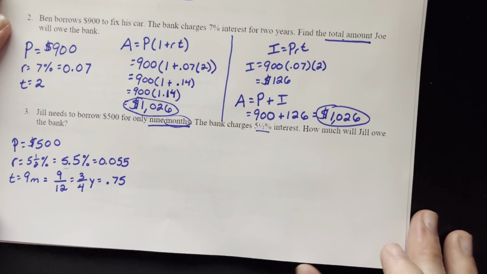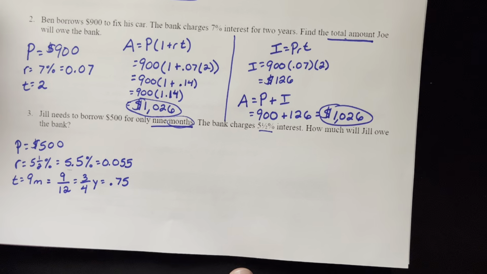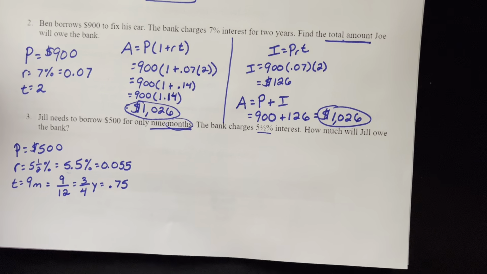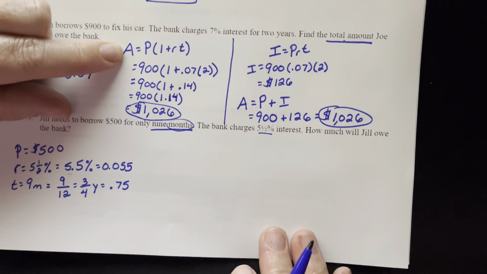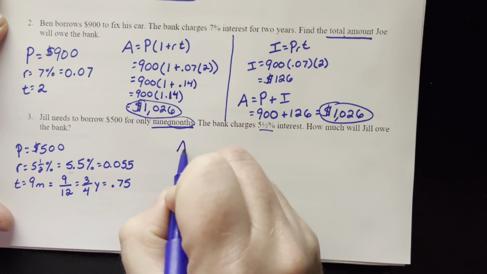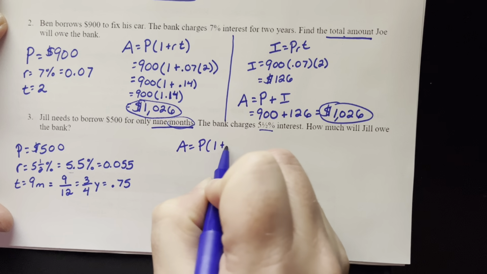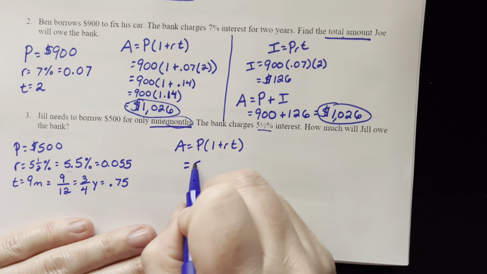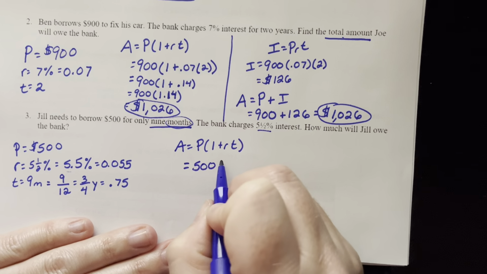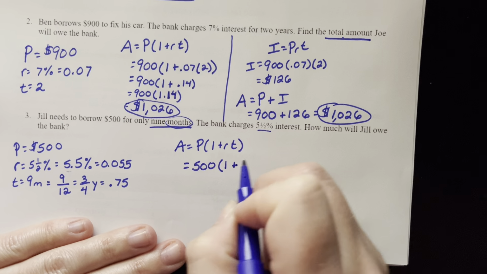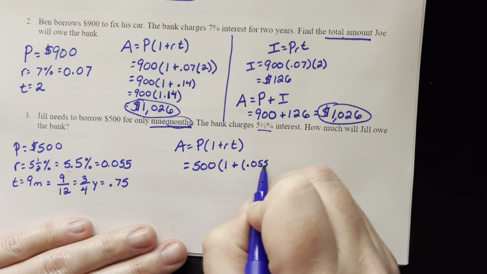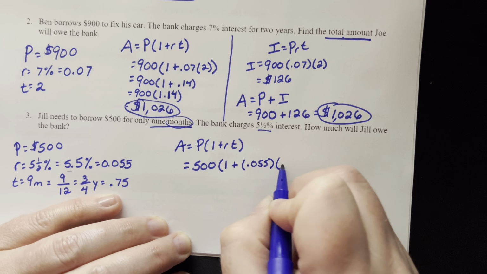So the question is, how much will Jill owe the bank? That means the total amount, because she needs to pay back the amount she borrowed plus the interest for the pleasure of using their money. So I'm going to use the A formula. So A equals P times 1 plus RT. So substituting in our values, we have the principal amount of $500 times 1 plus the rate of 0.055 times the years of 0.75.